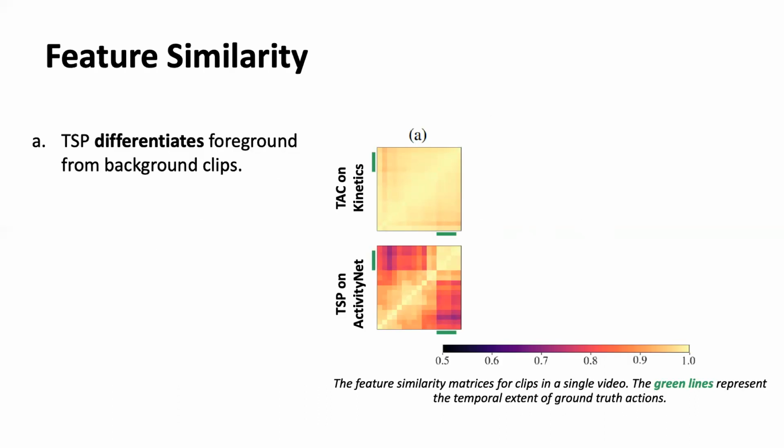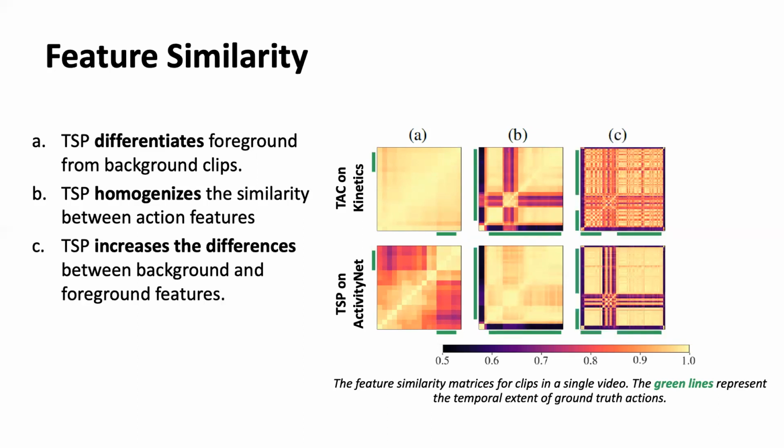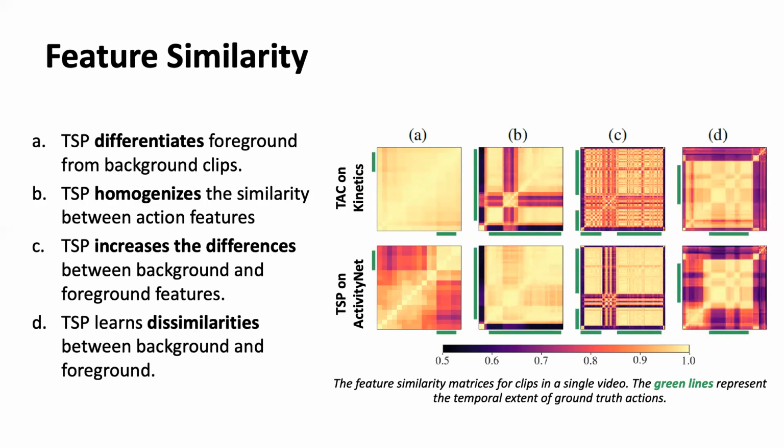Here we analyze the similarities between clip features of the same video for both TAC on Kinetics and TSP on ActivityNet. In A, TSP differentiates foreground from background clips. In B, TSP learns to homogenize the similarities between action features. In C, TSP increases the differences between background and foreground features. And in D, TSP learns dissimilarities between the foreground and background.